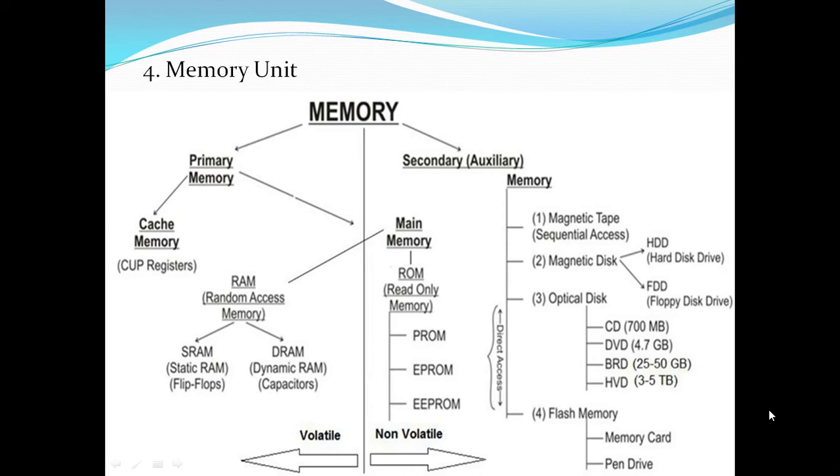The fourth one is the flash memory, which is commonly used nowadays, such as memory cards and pen drives. They are the fastest memory and smallest in size.